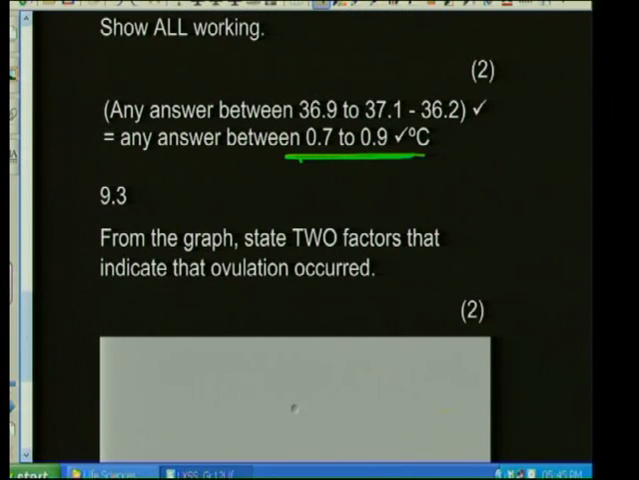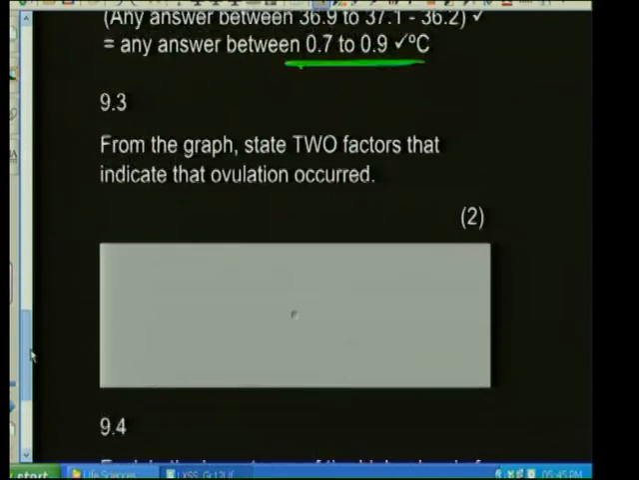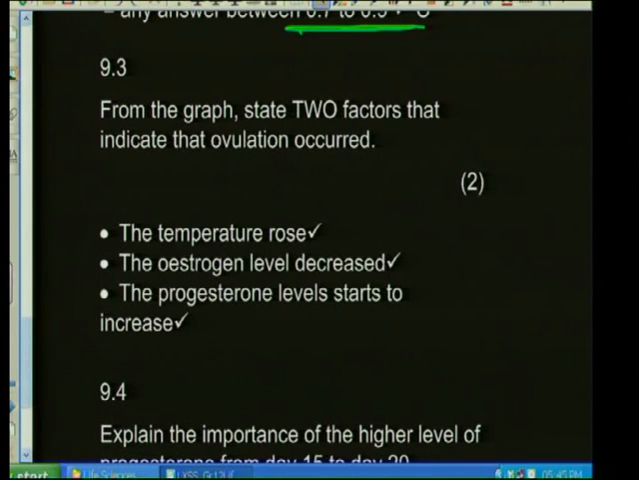From the graph, state two factors that indicate that ovulation had occurred. Simple, and we've discussed this already. The temperature rose, the estrogen level decreased, and the progesterone level started to increase. Progesterone level will only increase after ovulation, and in that way the estrogen levels will decrease.